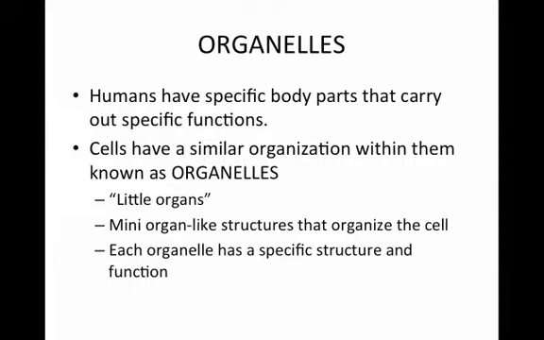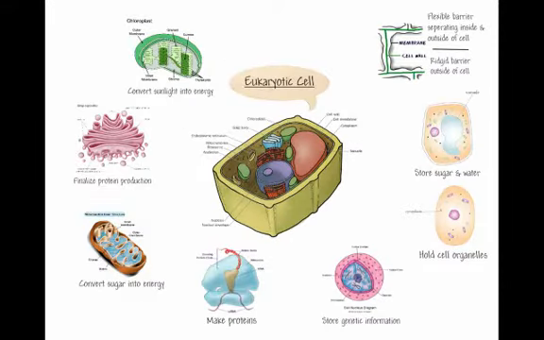Organelle means little organs. These are small structures that organize the cell into different compartments. Each organelle has a specific structure and function. The structure and function relates to the organization theme. This is an example of many different types of organelles in a eukaryotic cell. We will talk about them individually.